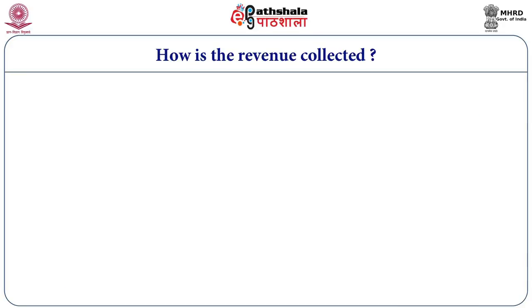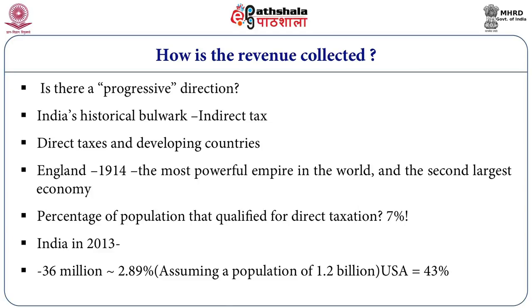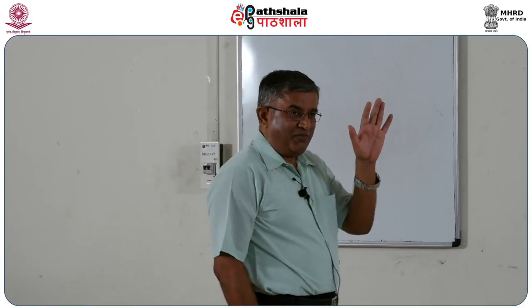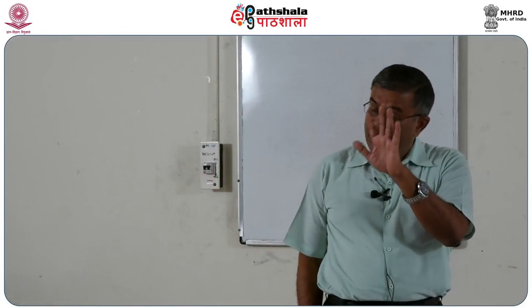We'll come to it. See, another issue is, how is the revenue collected? How to collect revenue progressively? Income tax in developing countries started only in the 1900s. England in 1914 was the most powerful empire in the world, and the percentage of population that qualified for direct taxes was 7%. In India, what percentage of the population pays direct taxes? It's only 3%. 2.89% of people pay taxes. In the US, 43% pay taxes. This is what Mr. Modi and Mr. Jaitley are complaining about. This is also a very valid fact.